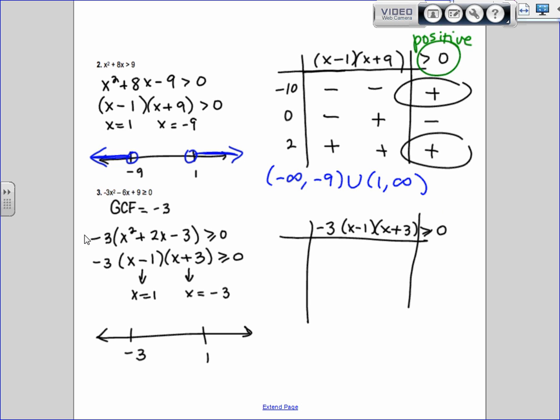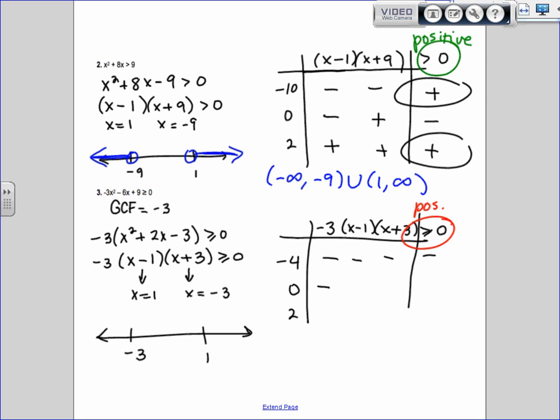Okay, so I say I want positives. Okay, so when I plug in -4, 0, and 2, -4, when I plug it in with a -1, -4 minus 1 is a negative, -4 plus 3 is a negative, but I still have that -3. So always at the beginning, I'm going to have a negative from the -3. So I have a negative times a negative times a negative. That will be a negative, right? Now if I try 0, I have a -3 gives me 0.